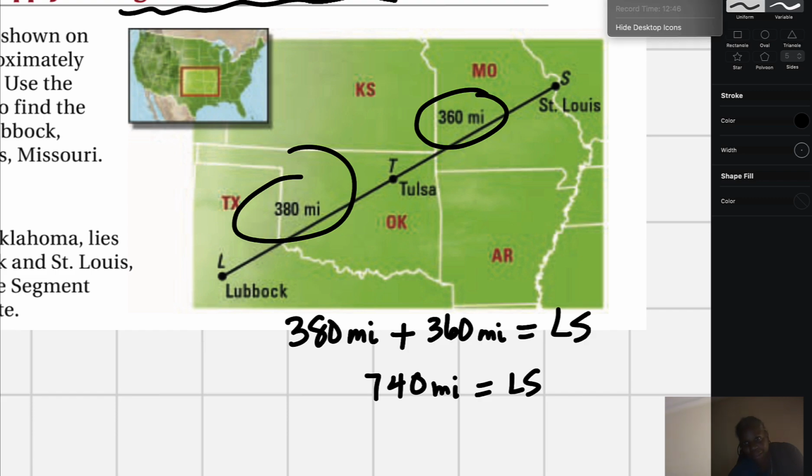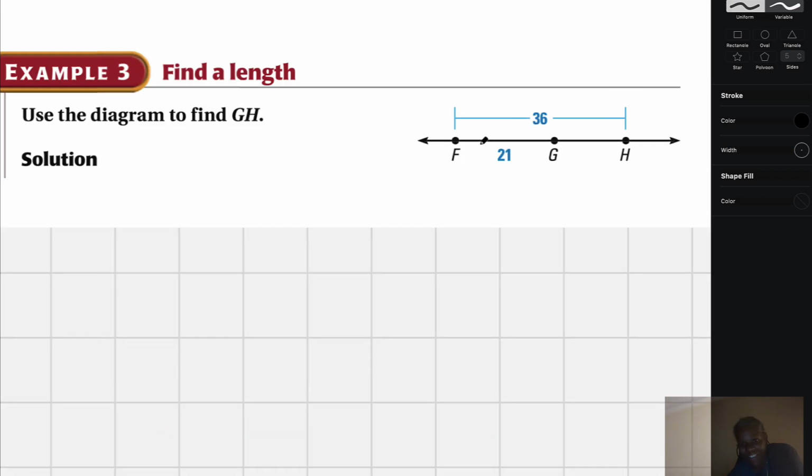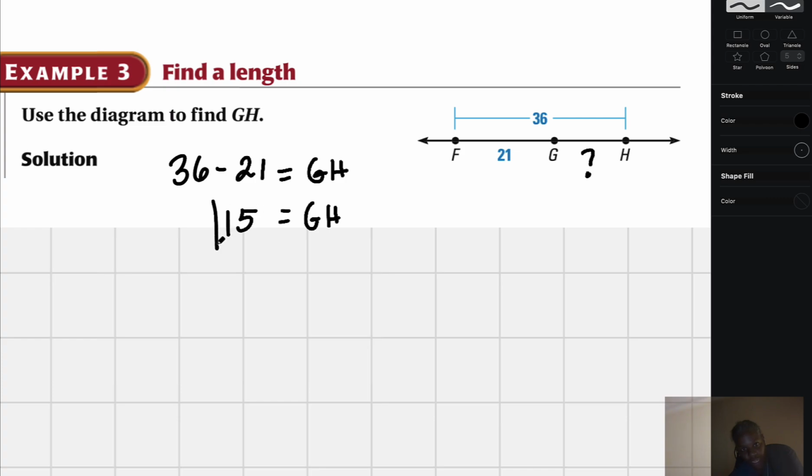Here's example 3. Example 3 is giving us that the length from F to H is 36, but the length from F to G is 21. How do you think we'd find GH? I hope that you are thinking what I'm thinking. You're going to take the 36, subtract the 21, and you're going to realize that that's the length of GH. When I subtract these two values, I find out that GH is equal to 15. So the length from G to H is 15.